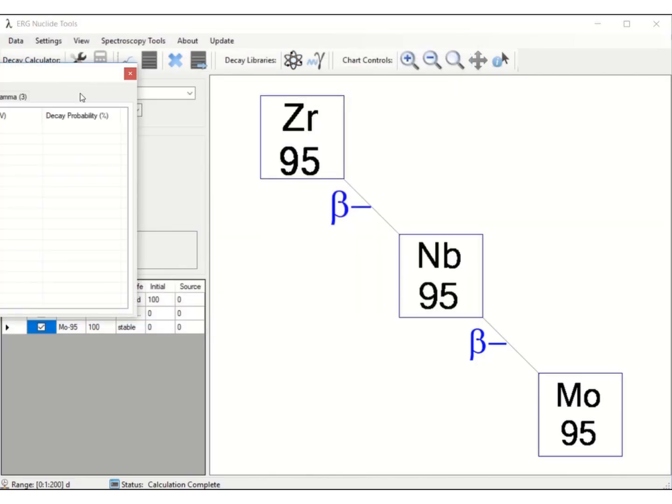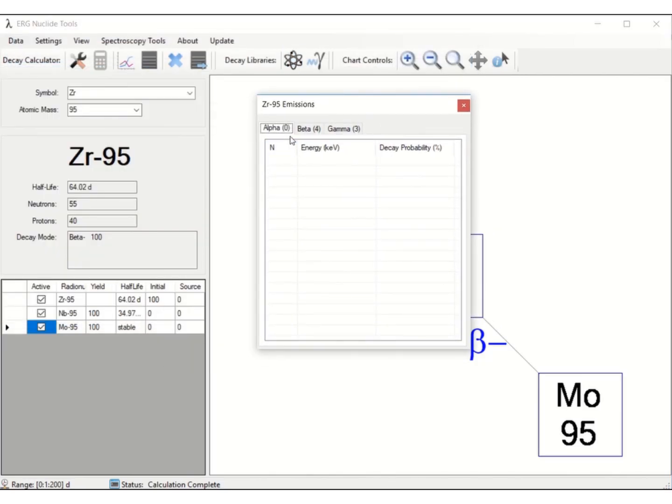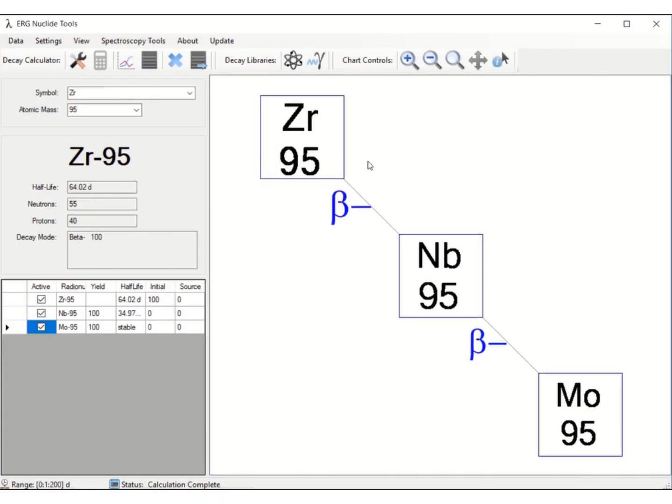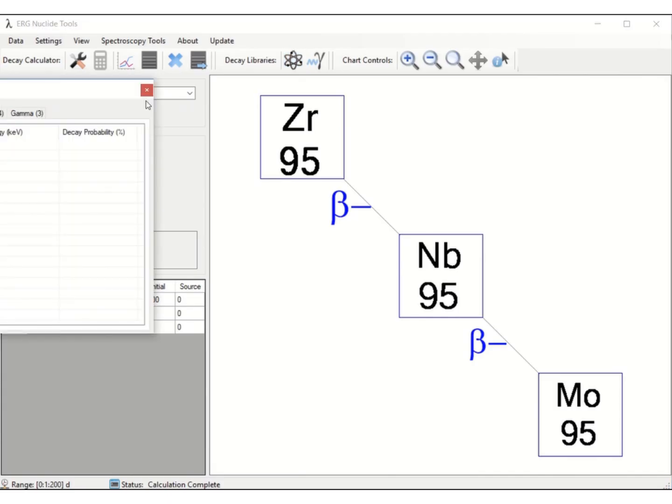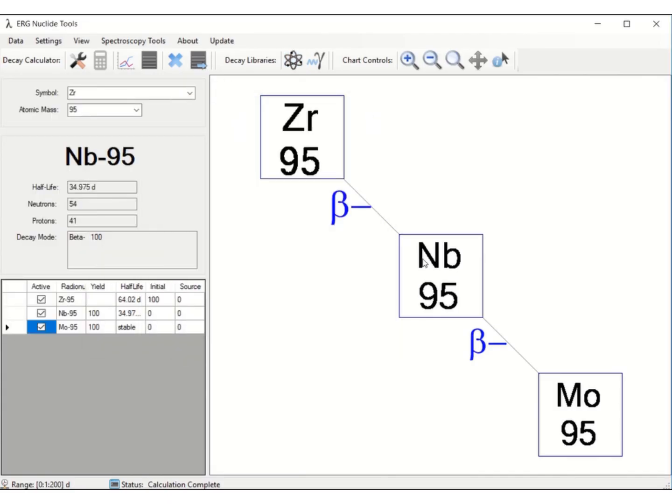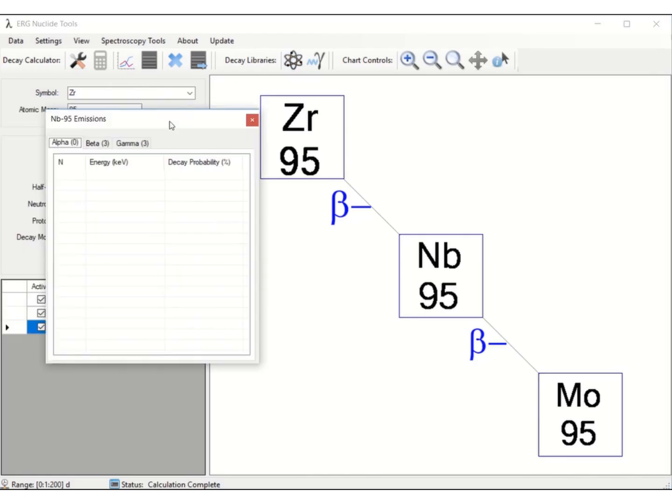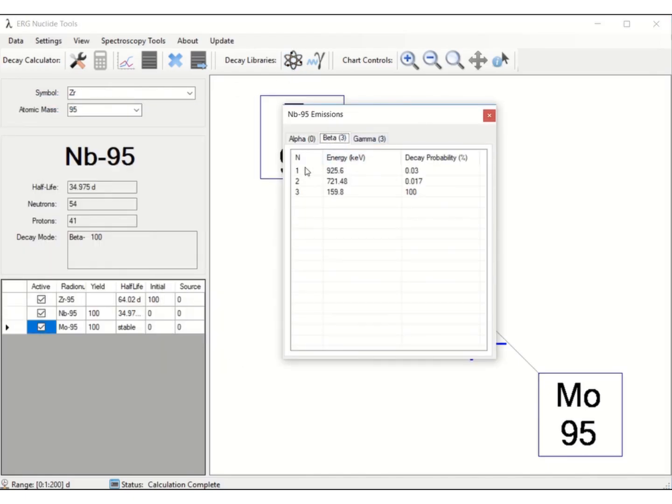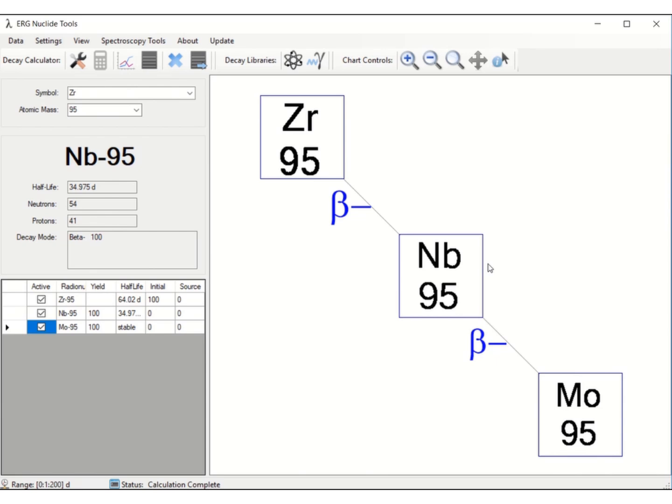There's also some data libraries. I can look at the emissions, the alpha, beta, and gamma emissions for an isotope. I can select niobium-95, look at its emissions: no alphas, 3 beta energies, 3 gamma energies. I get the energies and the decay probabilities.